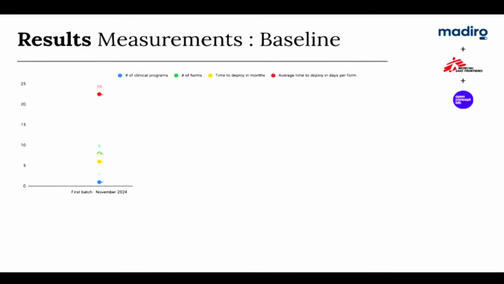Here, you probably don't see anything on this chart, but the first dots are the number of forms that we started with. At first we had 8 forms. That was the first step in January, end of the year last year. And that took us 23 days average per form.